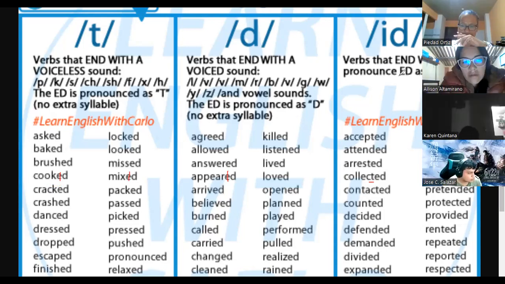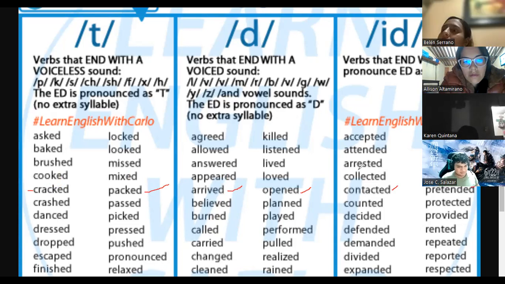Okay, good. Piedad, please, the next one. Cracked, packed, arrived, opened, contacted, pretended. Very good. Okay, a veces nos dan ganas de pronunciar la ED. Por ejemplo, aquí en mixed. Sonaría raro como no estamos acostumbrados a decir mixed. Okay, but that is the correct pronunciation. So when you hear something in past, you may notice that this E is not pronounced.